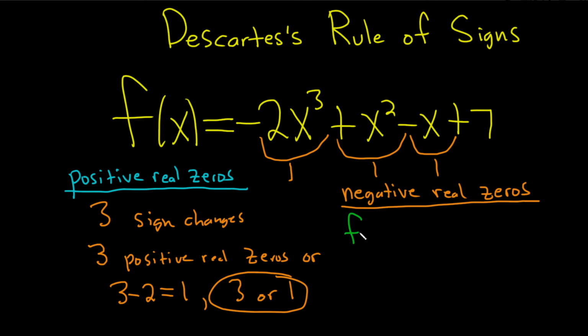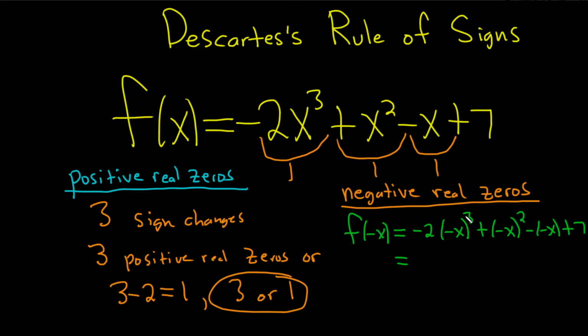So let's go ahead and work that out. F of negative x is equal to, so now we're just going to put a negative in for the x. So it'll be negative 2, and then this will be negative x cubed plus, and then negative x squared minus negative x, a little bit tricky there, right? It's already a minus, plus 7. Okay, this is a little bit tricky.